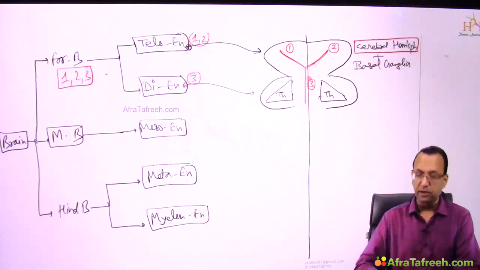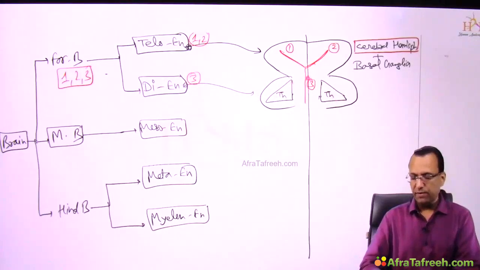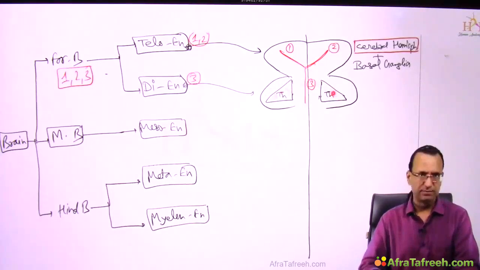What about the third ventricle? The third ventricle is a midline ventricle. The ventricle of the diencephalon is sandwiched between the two thalami. And if you say the third ventricle is sandwiched between two thalami, you can also say the thalamus is forming the lateral wall of the third ventricle.